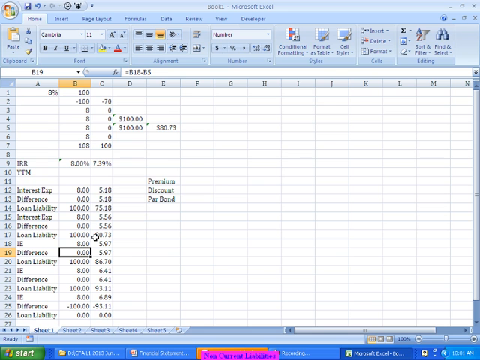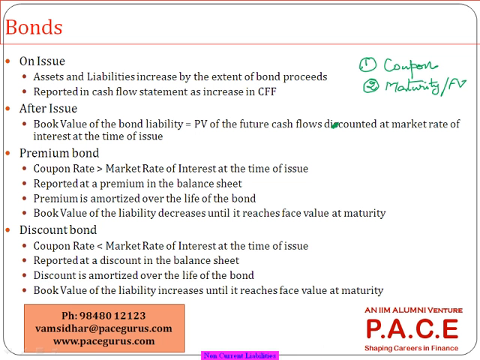But for a premium bond as well as a discount bond, those numbers differ year over year. So this is one thing you have to understand. In the case of a premium bond, just as I talked about, the coupon rate is greater than the rate of interest at the time of issue, which is nothing but the IRR or YTM.